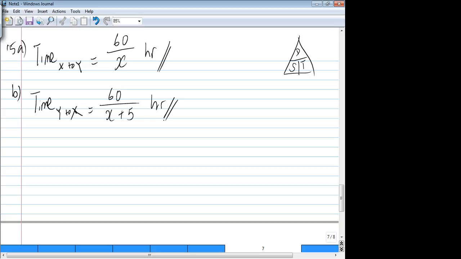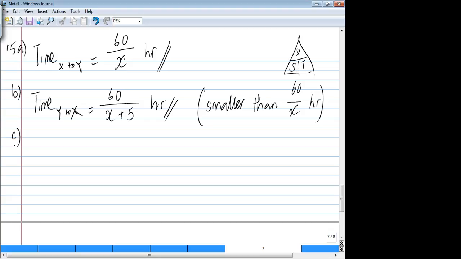Now let's try to make sense of the question. The speed is now increased by 5 kilometers per hour. Do you think she took a shorter time or a longer time? Shorter time, right? The speed is faster, so going home, she took a shorter time. Okay, this is smaller than 60 over x. Okay, let's just keep that in mind. And we go on to part C.